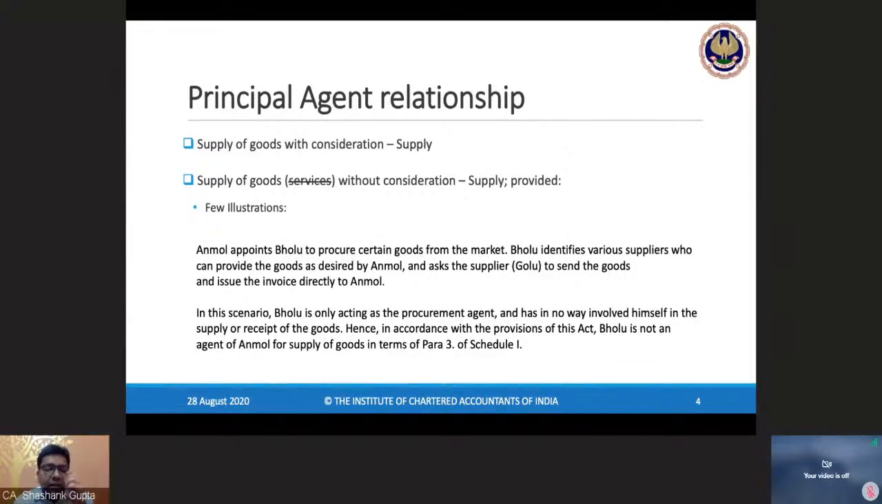One interesting thing, let me tell you: under law or under tax, there is no absolute sentence. Like I just mentioned, any supply to an agent where there is a consideration, supplies of goods, will be liable to tax.